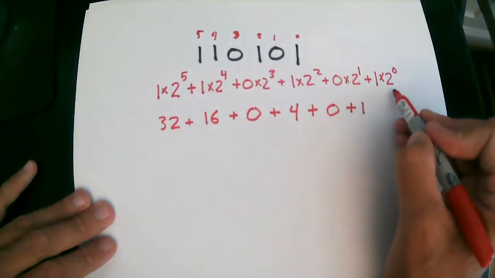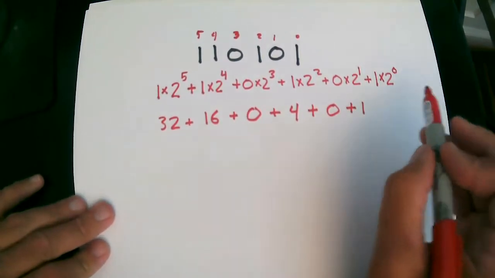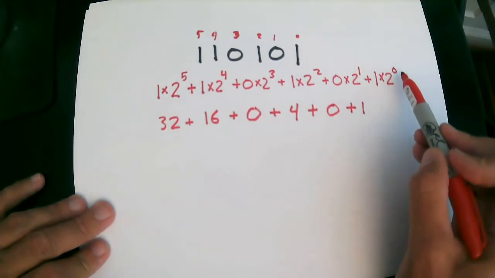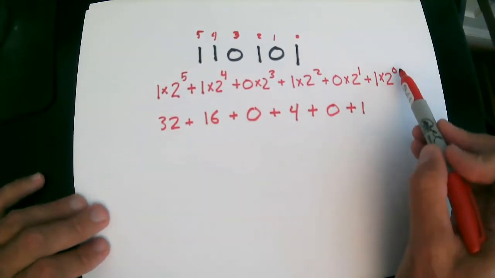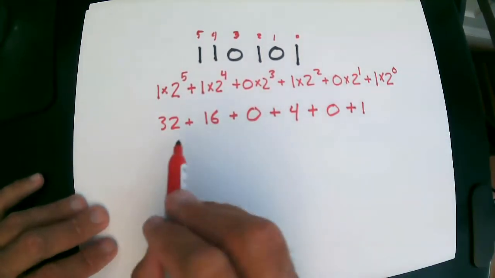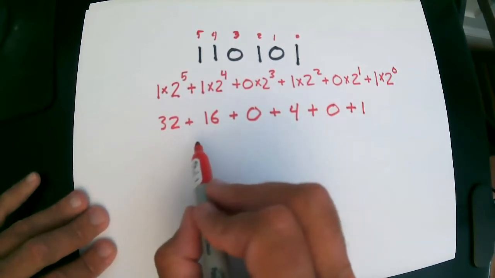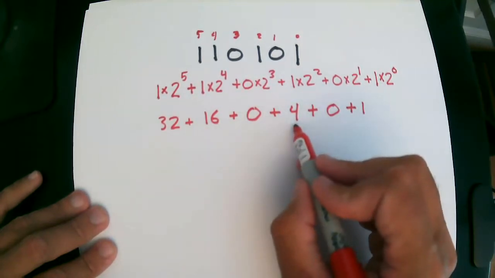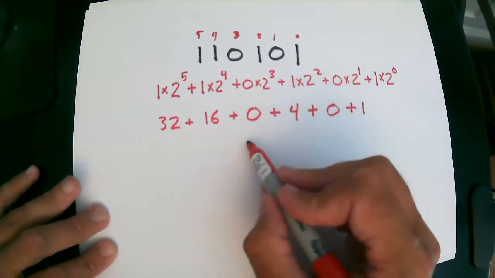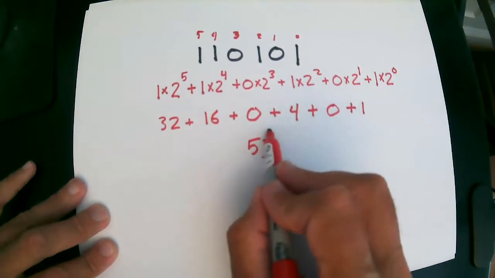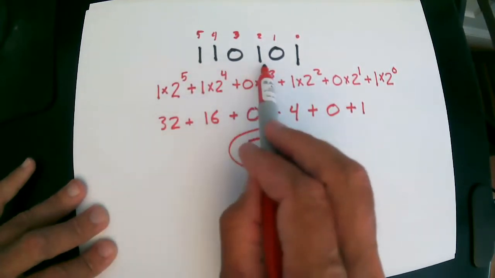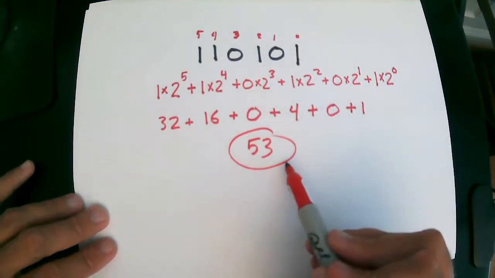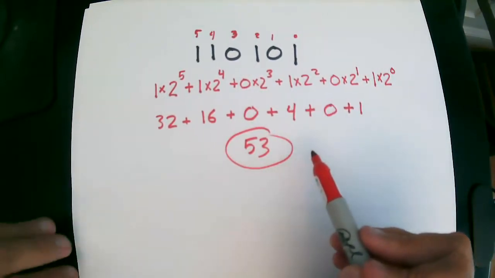If you're going to make a mistake in here, there are 2 mistakes that happen. One is forgetting that you start counting your place value at 0, and the other is forgetting that anything to the 0th power is 1. All right, so I can just add these numbers up now. 32 plus 16 is 48, plus 4 is 52, plus 1 more is 53, right? So 110101 would be the binary representation of the decimal number 53.